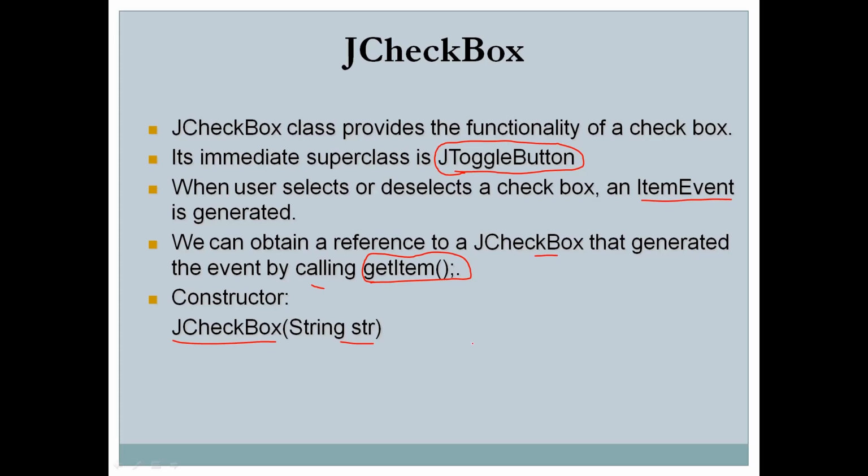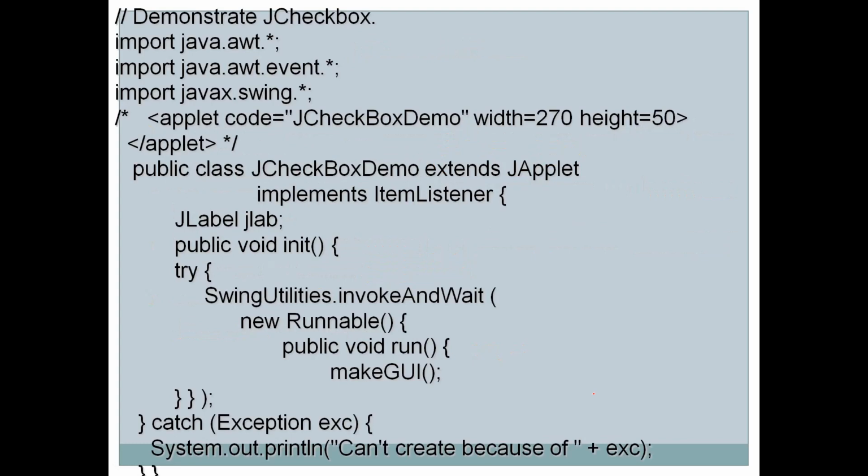As I've said, a checkbox may look something like this, a square box along with some text. So let us go through an example to see how a checkbox is created. Again this is an applet program, so we have imported certain things which are required in every applet program, and this is the HTML code.